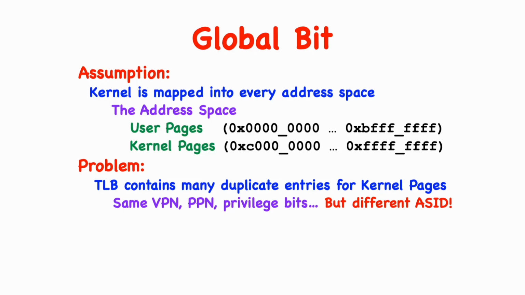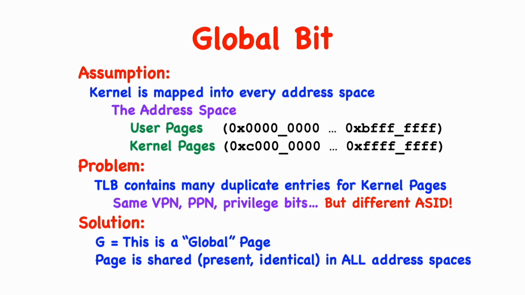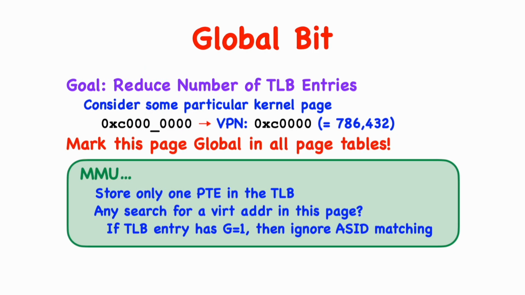Well, this is where the G, or global bit, comes into play. The kernel pages would all be marked as global pages. The idea is that a page that's marked global exists in all virtual address spaces. A global page will have the same mapping to a physical page and the same privileges in all virtual address spaces. Therefore, the TLB only needs to contain one entry for this page. This entry can then be shared by all address spaces. The translation lookaside buffer is a valuable, expensive resource, and we want to minimize the pressure on it.